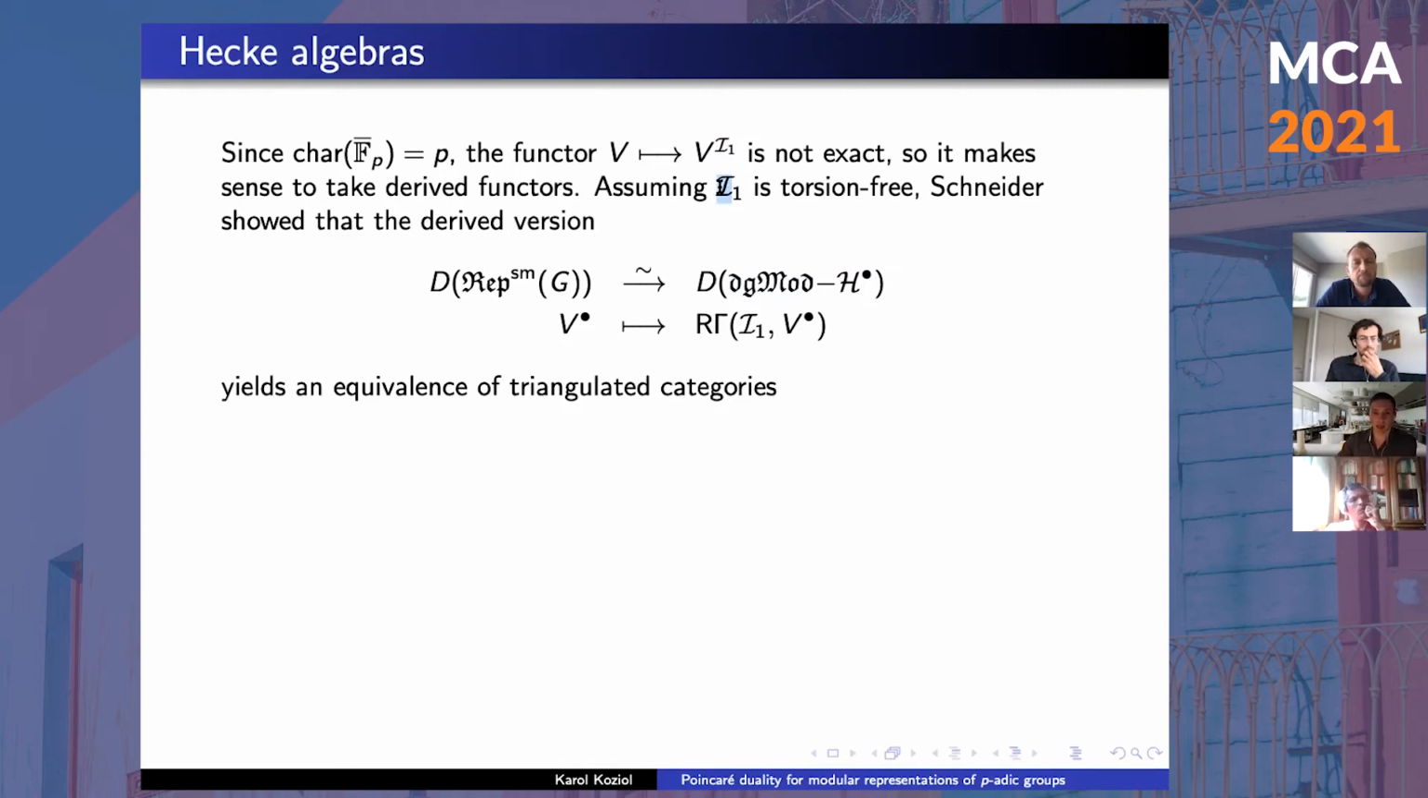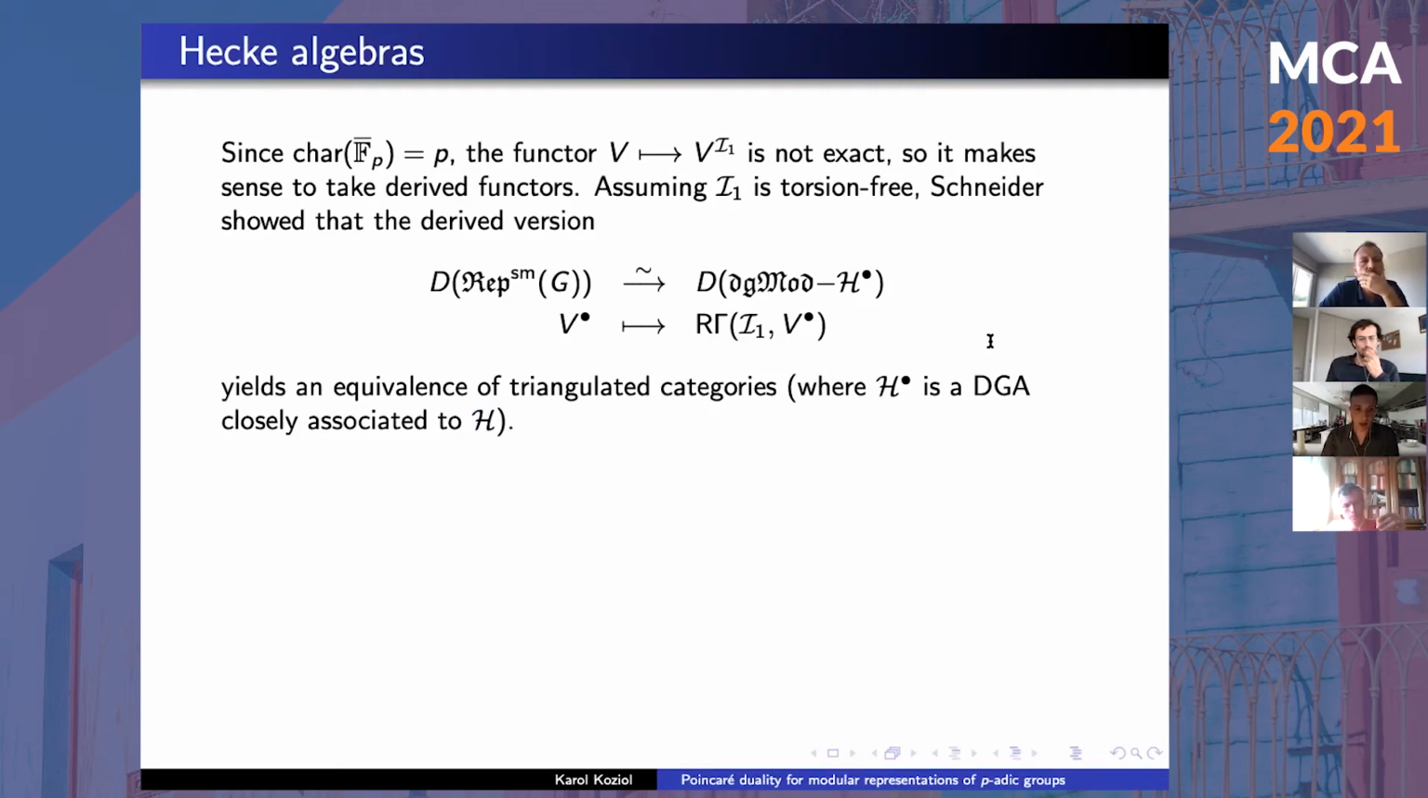So as long as this I1 is torsion free, then we can understand the entire derived category of smooth representations by looking at some sort of modules over a Hecke algebra. And this H bullet is, well, what is this? This is a certain differential graded algebra closely associated with H. So this H bullet has a differential and its zeroth cohomology is isomorphic to this algebra H that I started with.